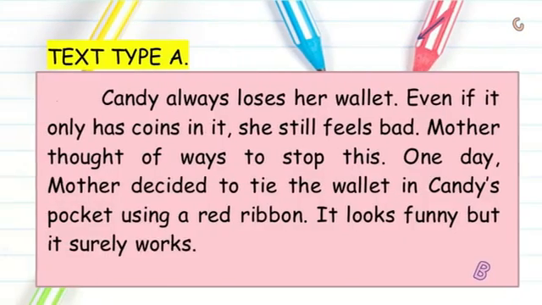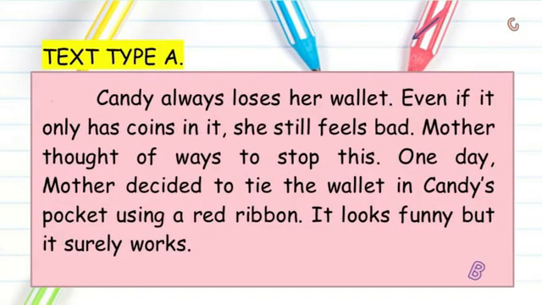Text type A. Candy always loses her wallet. Even if it only has coins in it, she still feels bad. Mother thought of ways to stop this. One day, Mother decided to tie the wallet in Candy's pocket using a red ribbon. It looks funny, but it surely works.